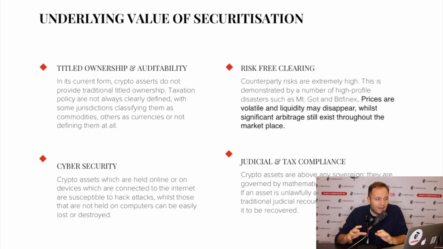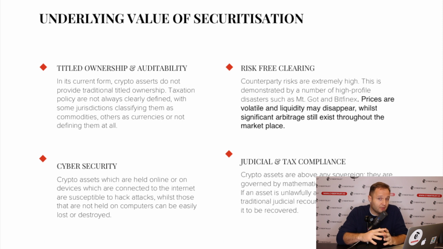So what is the underlying value of securitization or crypto securitization? It really depends on four major pillars. One is titled ownership and auditability. And that means that an accountant of any bank or any big company is able to properly book it to the assets of the company. And everything else is very transparent and clear, and the ownership goes to the company or to whoever the booking is under.